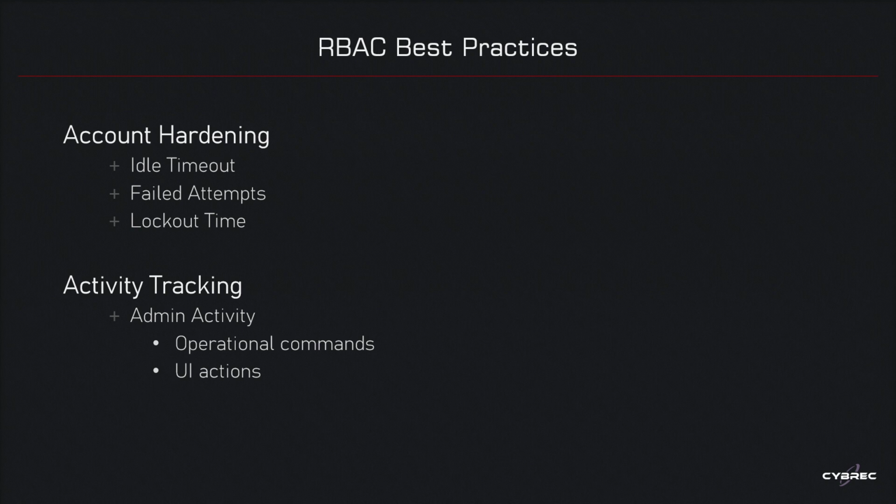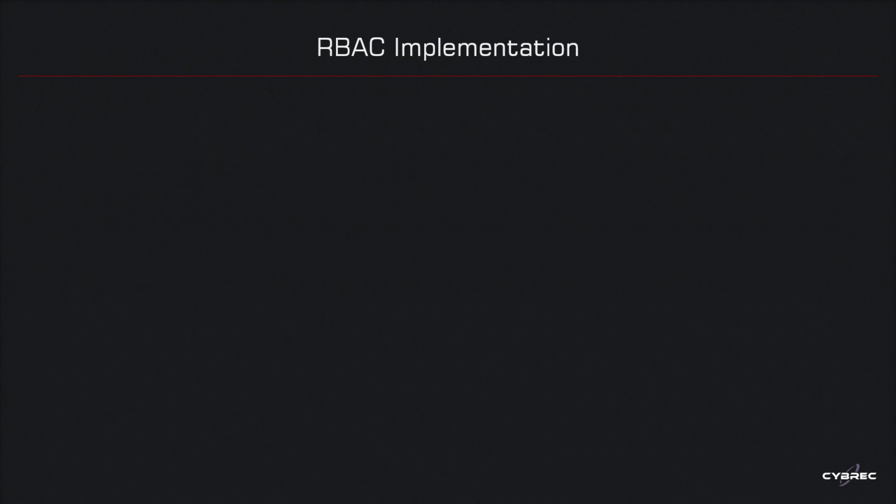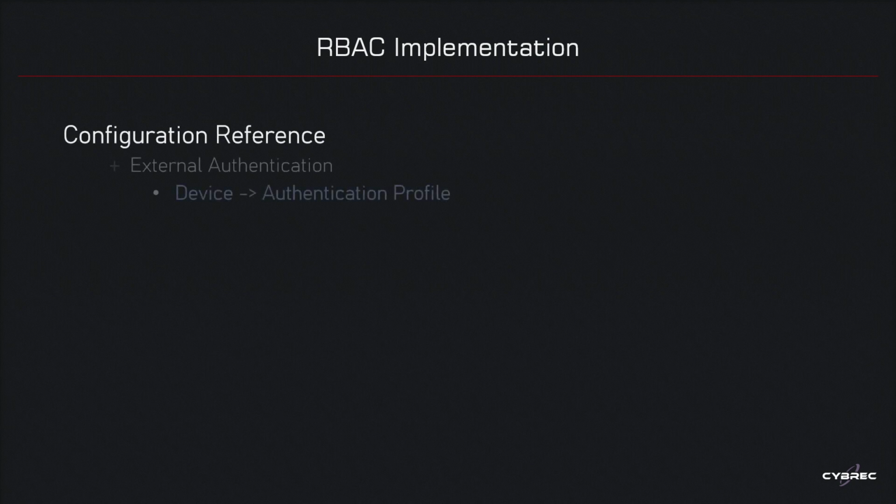Activity tracking is all about being able to see the changes performed by the administrator at the level of operational commands or at the level of UI, the GUI actions. Like when someone switches a tab, let's say from dashboard to objects, or within the objects from applications to addresses. We will look at that in just a second, but before we get to that, I want to quickly recap on the configuration elements that we have seen in this session.